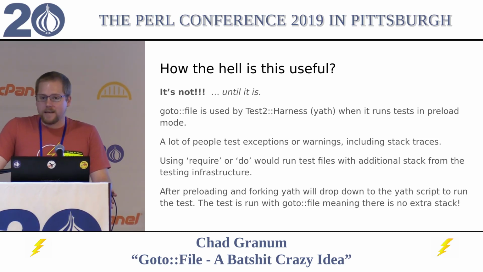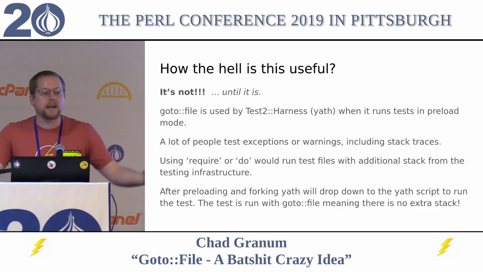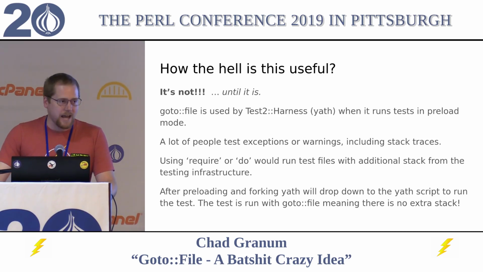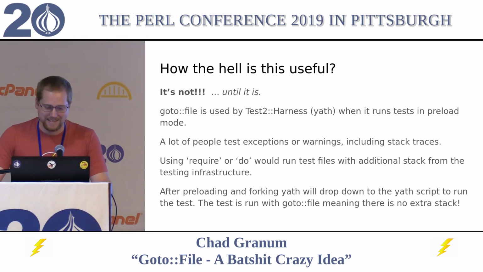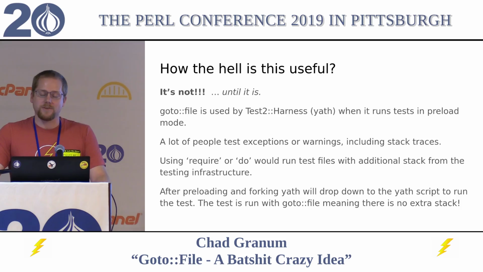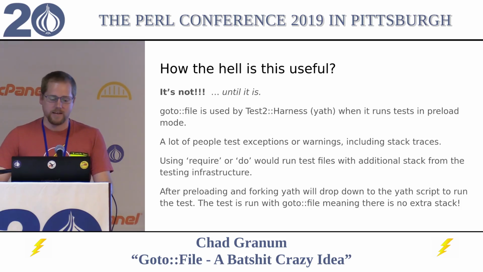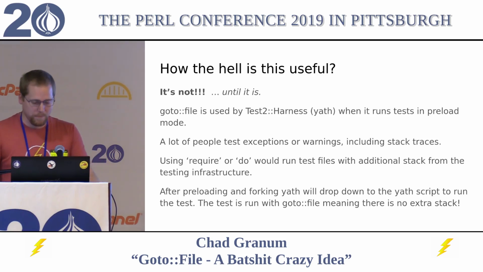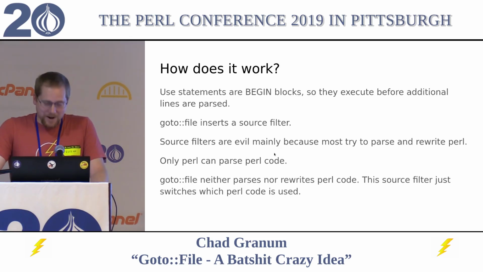And the reason for that is because a lot of tests test stack traces, or they generate warnings or exceptions and need to make sure that those are reported to the right file and line number and package. Well, if you're preloading stuff in a Perl script, then forking and running the thing, you have introduced a new stack trace, which will break a lot of tests. So test2harness uses GotoFile to make sure it can launch your file after preload without introducing any new stack frames into the scope. So how does it work?